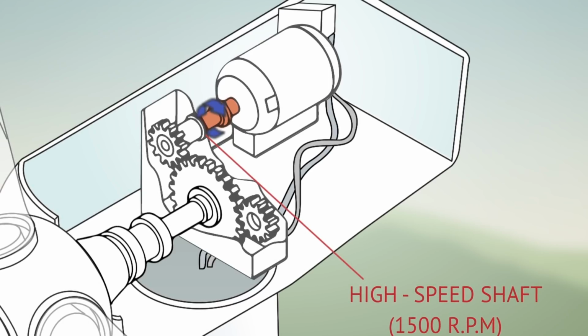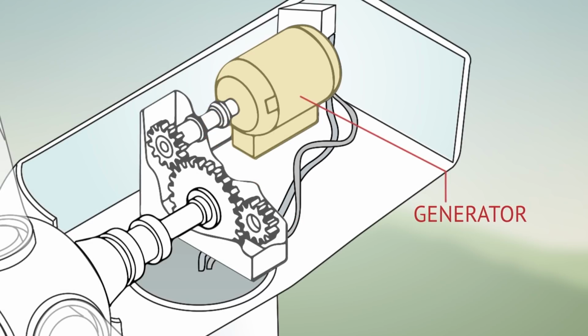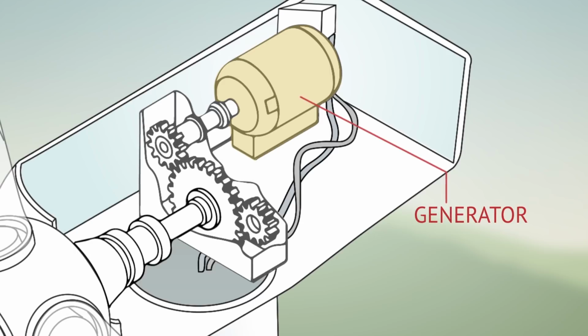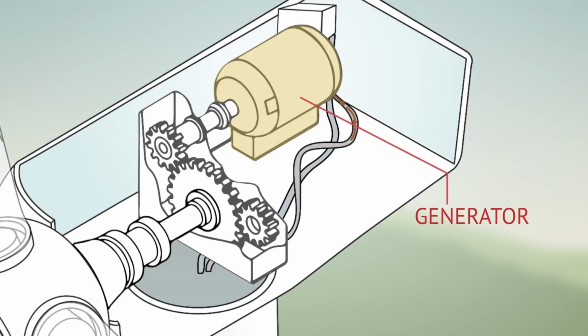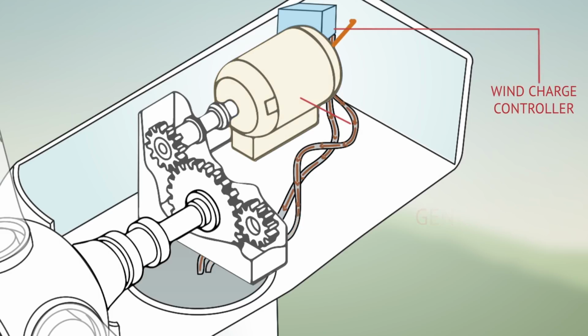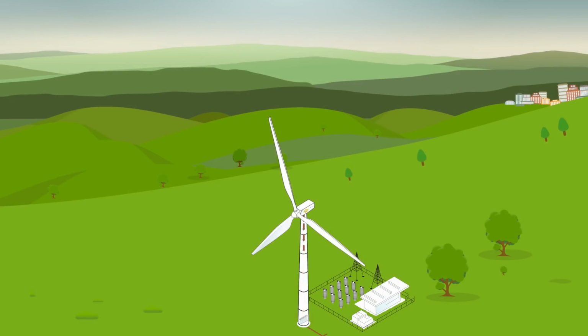The high-speed shaft is connected to a generator which converts the kinetic energy from the spinning shaft into electricity. The electricity produced is in the form of wild alternating current, which is unusable in this form because of highly variable voltage and frequency. The wind charge controller smoothens or stabilizes the alternating current and converts it into direct current. The direct current produced then flows through a cable running down through the inside of the turbine tower and is connected to an inverter, which again converts it into usable alternating current.